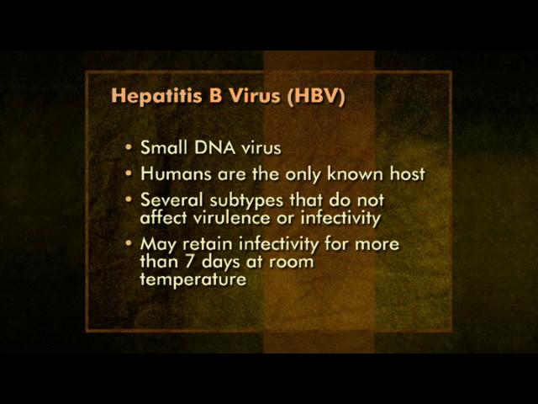HBV is a small DNA virus, very specific to humans. Although the virus is most closely related to viruses which cause hepatitis in woodchucks, ducks, and ground squirrels, humans are the only known host. The virus has never been grown in tissue culture, which is why the first vaccine was obtained from chronically infected humans. There are several HBV subtypes that do not affect virulence or infectivity, but can be useful in epidemiologic investigations. HBV may retain infectivity for more than 7 days at room temperature.